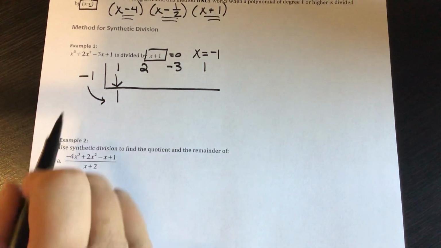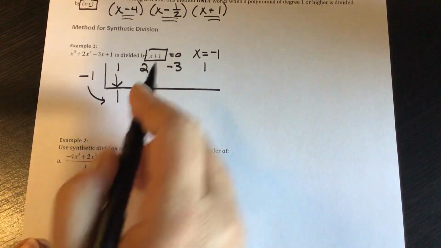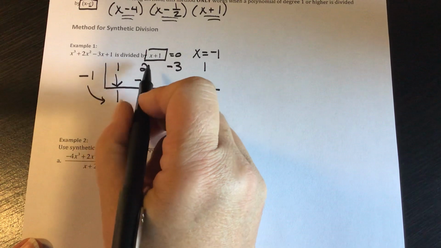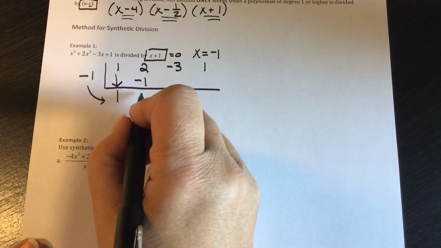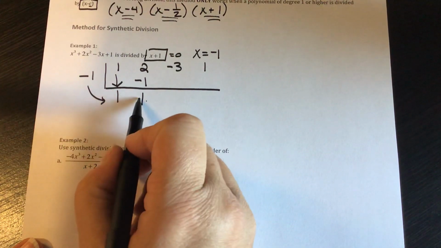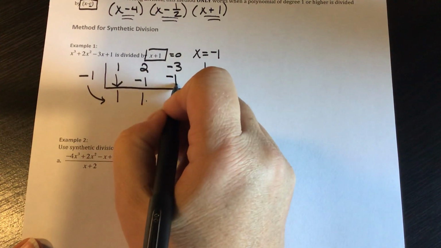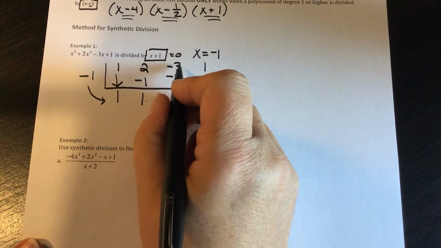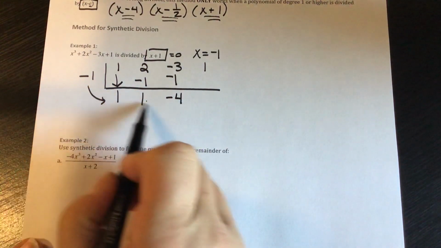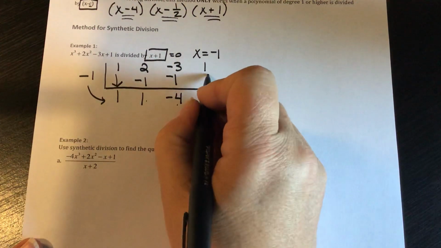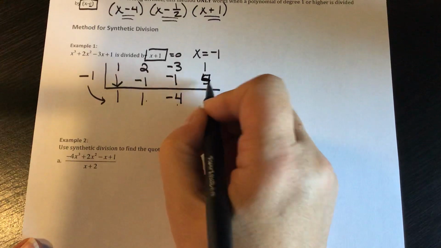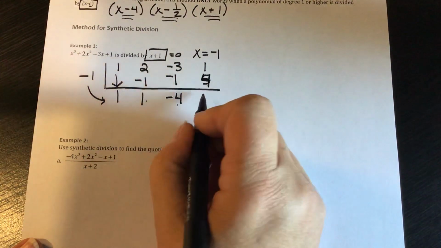Now I'm going to multiply. -1 times 1 is -1, and I'll add the numbers down. So 2 plus -1 is +1. Then I'll multiply. -1 times 1 is -1, and then I'll add down. -3 plus -1 is -4. -1 times -4 is +4. I'm getting ahead of myself here. And 1 plus 4 is 5.